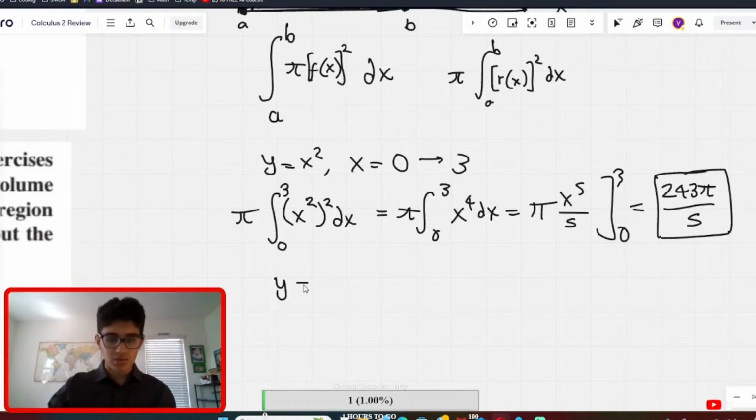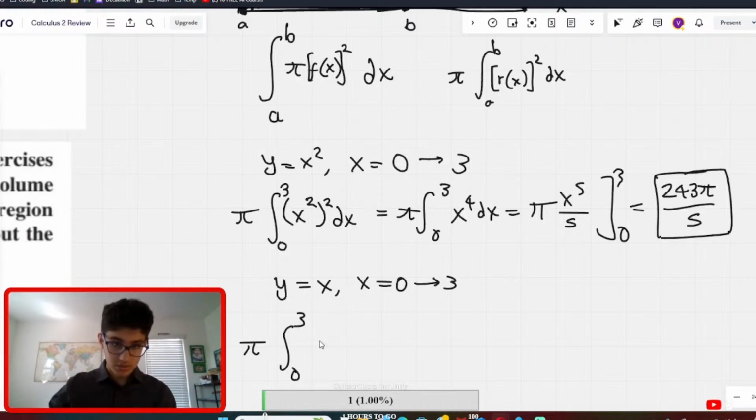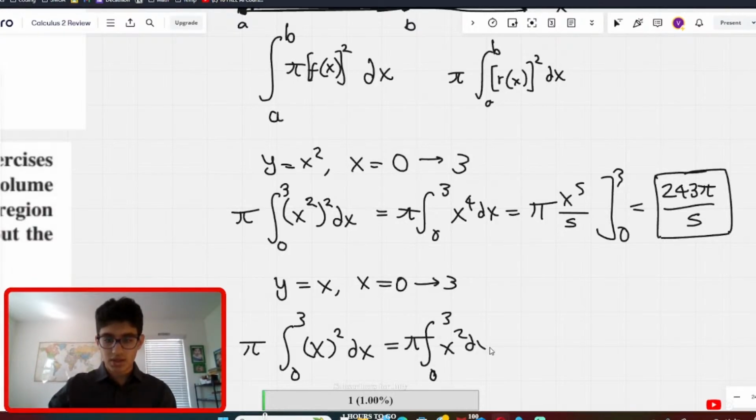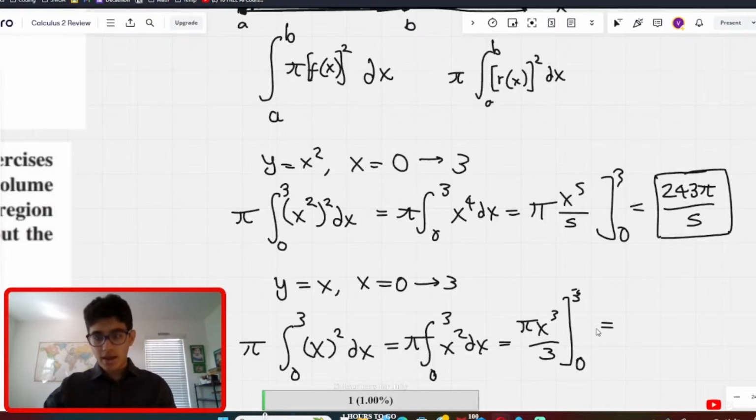Instead, let's do the same thing with y equals x from x equals 0 to 3. Just very quickly so you can see. And there'll be something interesting at the end of this question. So it's x, you square it, then you multiply by dx. This becomes x squared dx, and this becomes x cubed over 3. There's a pi in front, so I'll just sneak it in over there. 3 is over there, 0 is over there. And this becomes 27 over 3, which is 9 pi. Okay, we've got the answer.